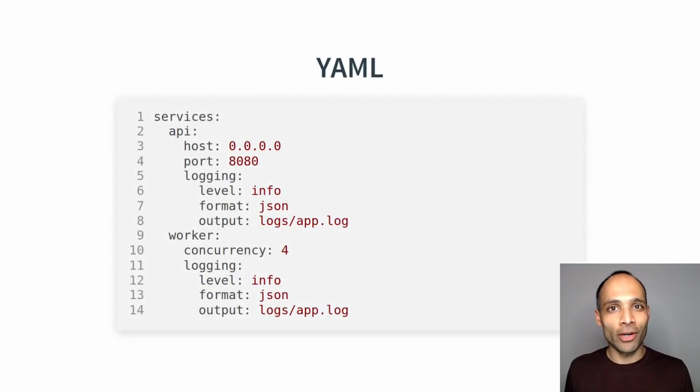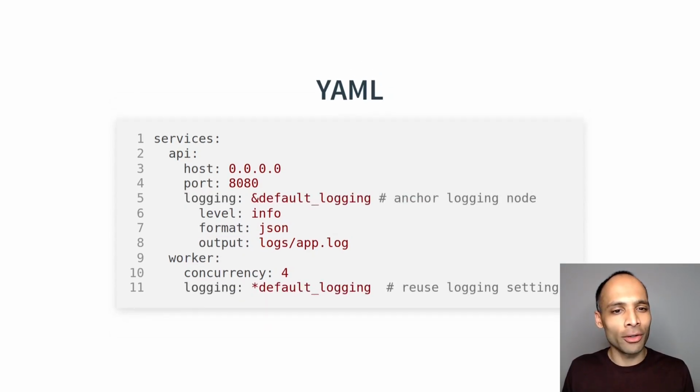Here's the same config file in YAML. We still have two services, API and worker, and both services have identical logging configurations. What's different in YAML though is you can reuse nodes or parts of your YAML config file somewhere else. Let me show you how to do that. We're tweaking the YAML config a little bit.